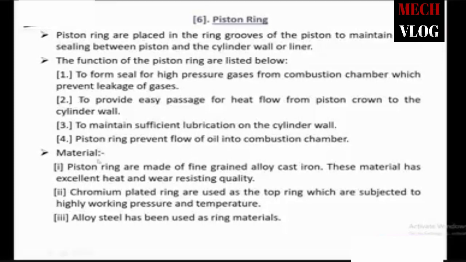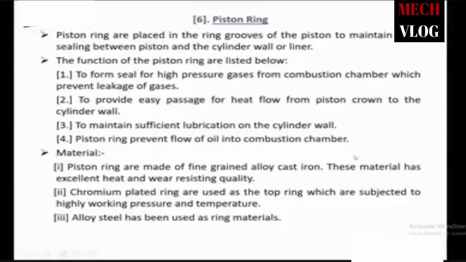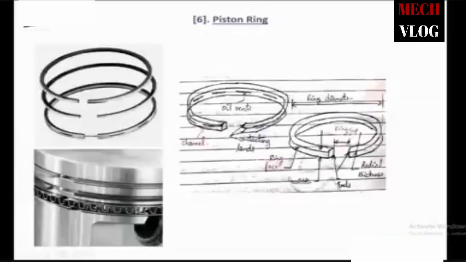And these are the main functions. The materials: the rings are made of fine grain alloy cast iron. These materials have excellent heat and wear resistance quality, and chromium plated rings are used as the top ring. That is, the top compression ring is made of chromium plated ring, which is subjected to high working pressure and temperature. Alloy steel has also been used as ring material. So these are all about the piston rings. Okay. Any doubts? No, sir. Okay, good, good.